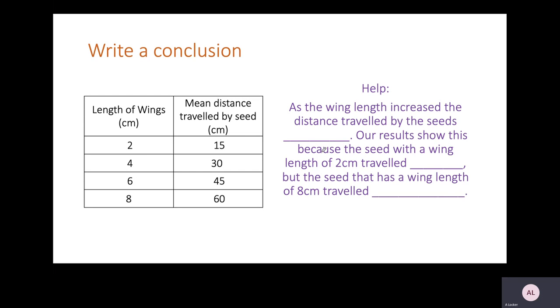So what I've done for you is I've written out, so you can obviously write a conclusion on your own if you feel like you can, but if you are struggling and you don't really know how to word a conclusion, I've done it for you, but I have taken out some of the results, all right? So as the wing length increased, the distance travelled by the seeds, they need to fill in that gap. Our results show this because the seed with a wing length of 2 centimetres travelled, then obviously you'd put the data in from the table, but the seed that has a wing length of 8 centimetres travelled, and you'd put that data in from the table. So I want you to pause the video now, and we'll go through the answers in a second.